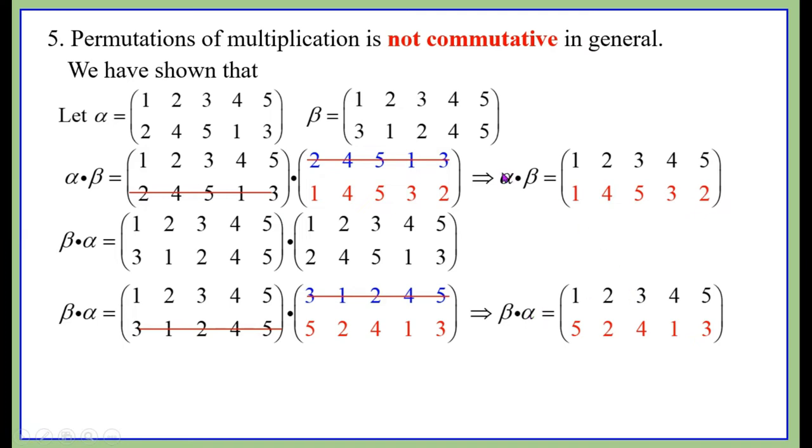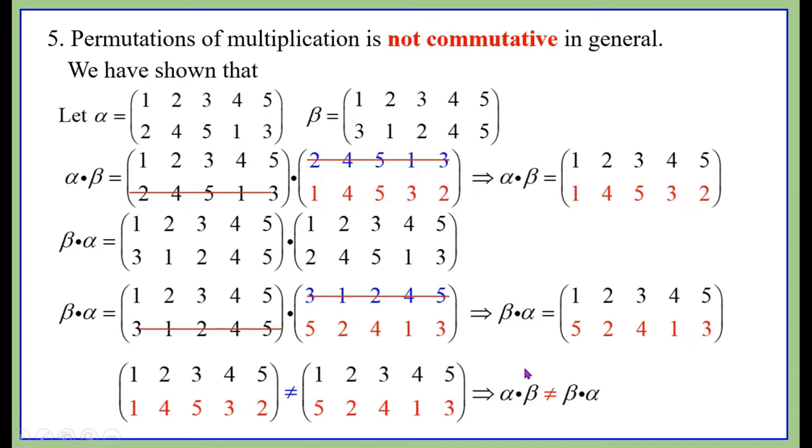The first lines of alpha and beta are the same, but the second lines are different, that is, the images are different. Therefore, these two are not the same permutation. They are different permutations, and hence alpha into beta is not equal to beta into alpha. Therefore, permutation multiplication is not commutative in general.